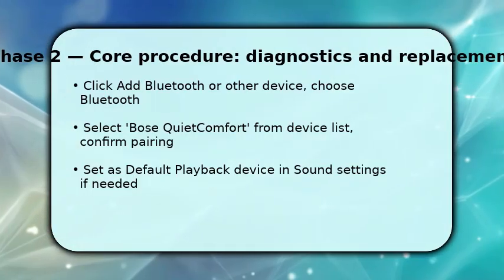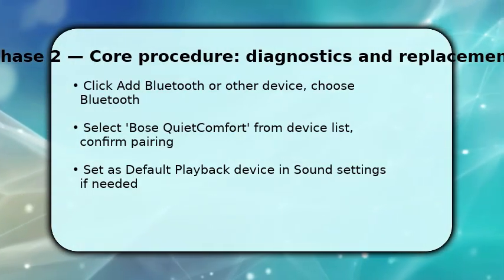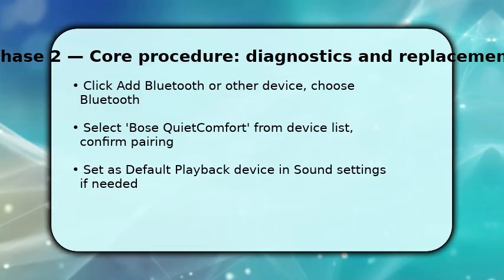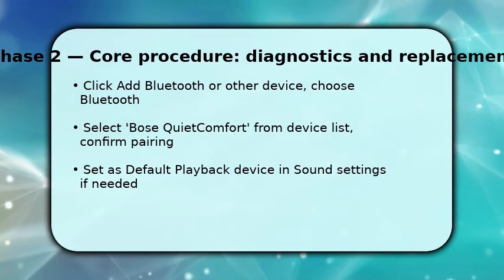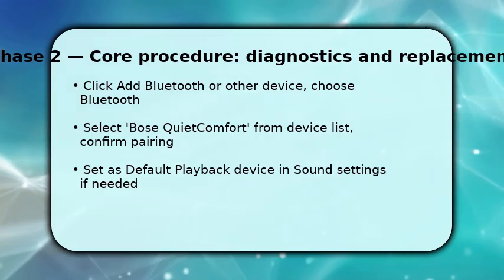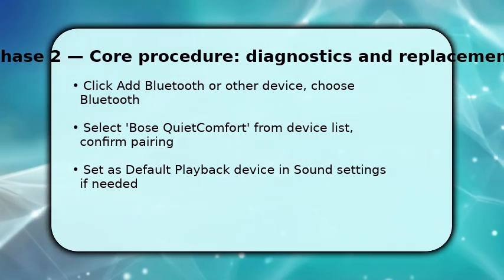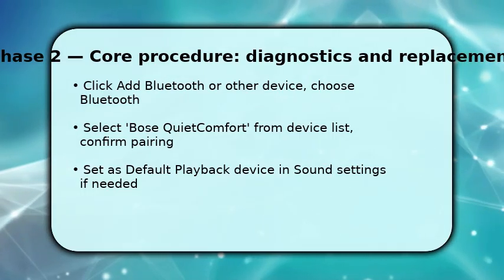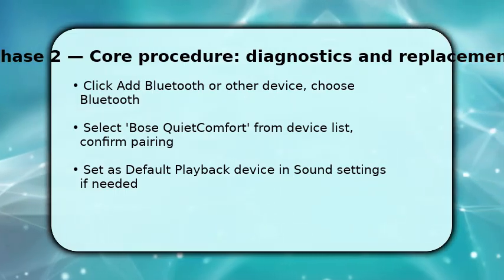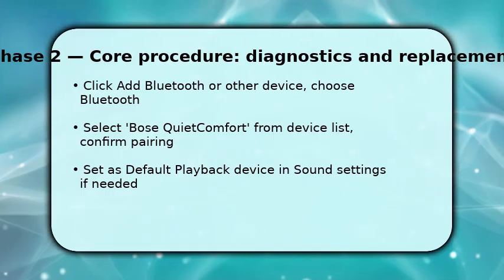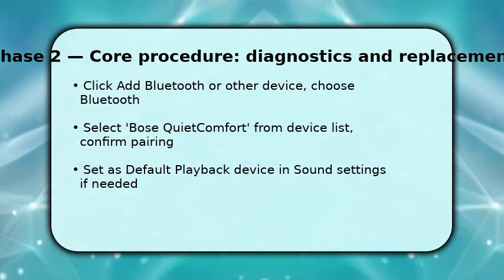Now you pair and configure audio routing. In Bluetooth settings, click Add Bluetooth or other device, choose Bluetooth and watch the list populate. Select Bose QuietComfort when it appears. You may see a pairing prompt, accept or enter 0000 if requested, then wait for connection confirmation. After pairing, open Sound Settings, pick Output, and set Bose as the default playback device so apps send audio there. If you need microphone input, also set Bose under Input.